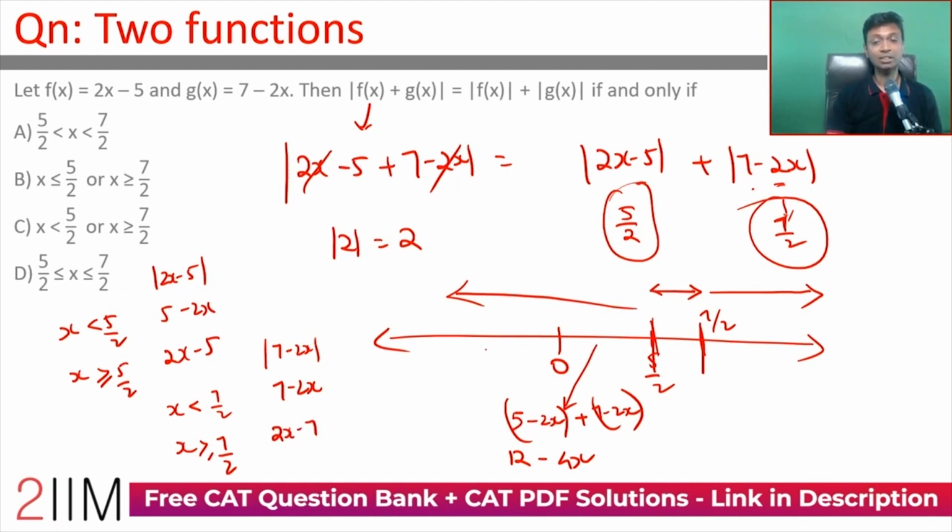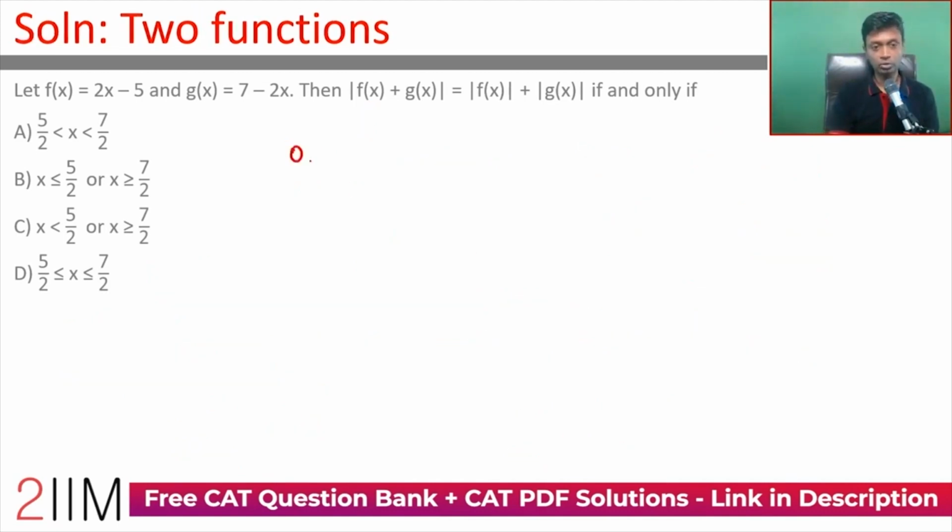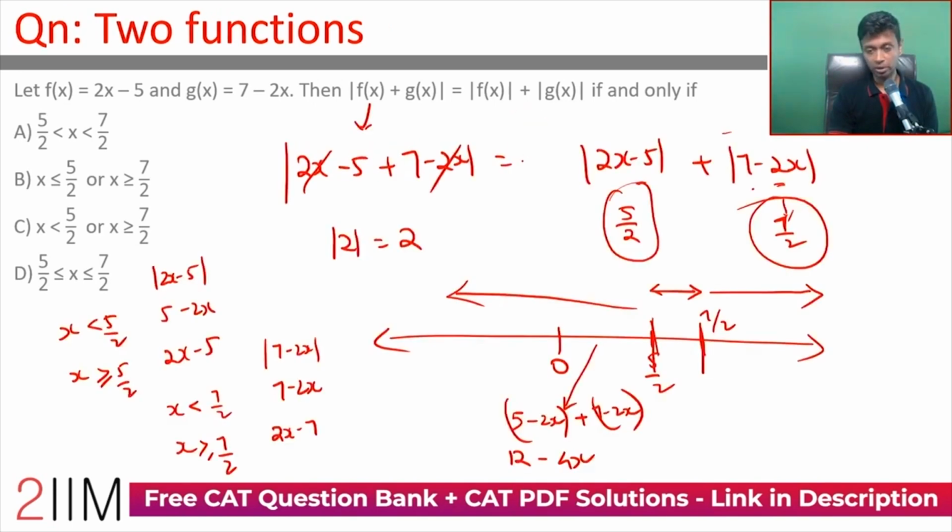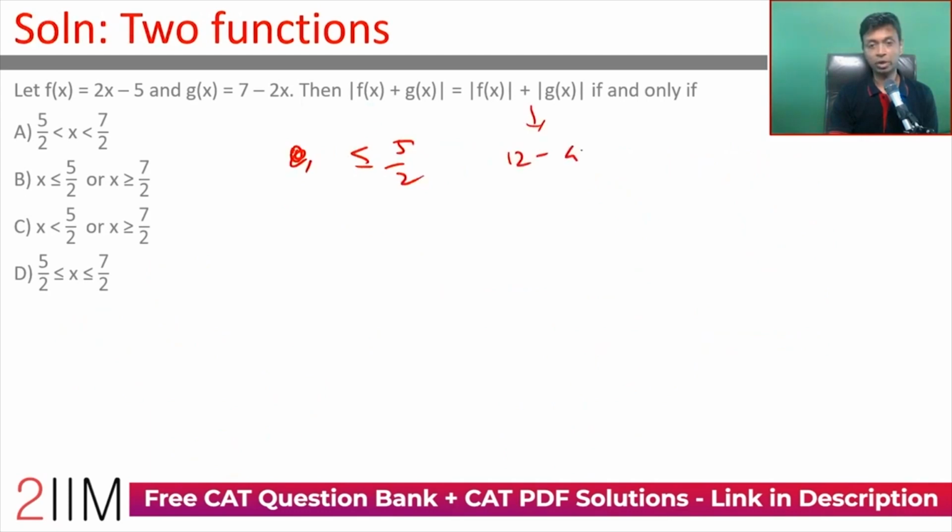Fine. So this is how this function breaks. Therefore, we are looking at 0 to 5 by 2, 5 by 2 to 7 by 2, and greater than 7 by 2. And 0 to 5 by 2 we have done. Now, if x is less than or equal to 5 by 2, then this expression becomes 12 minus 4x.